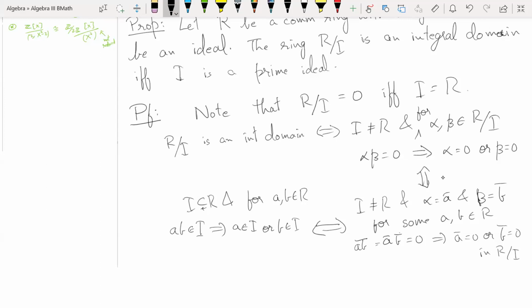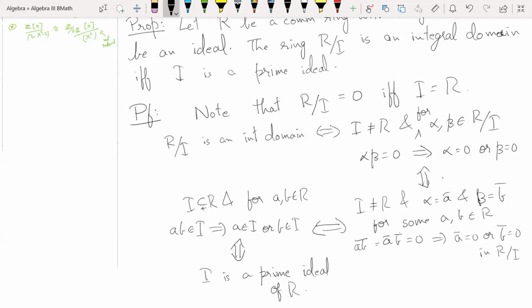So what do we get? This is precisely the definition of I being a prime ideal of R. As you can see, the proof is longer. One has to write more words, but it's exactly the same proof as the previous line. So the ideas involved are exactly the same.